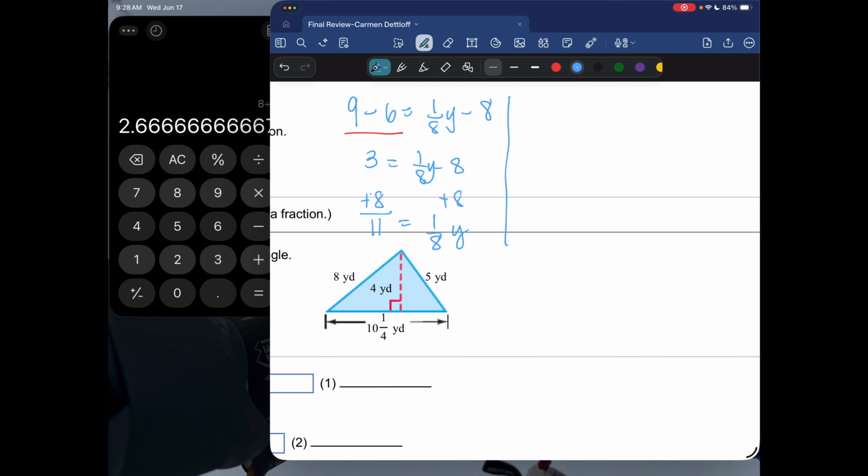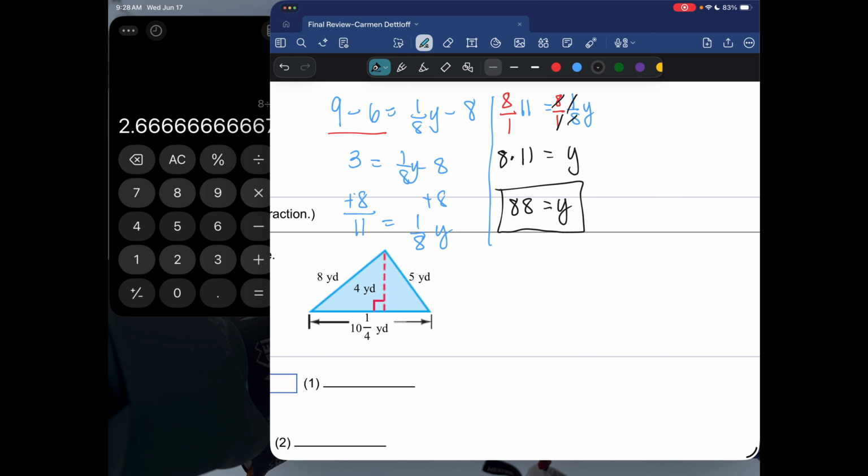And now I'm going to rewrite this up here. It's a little easier to read. 11 equals 1/8 y. And I want to get y all by itself. So I'm going to multiply by the reciprocal of 1/8. So I'm going to multiply by 8 over 1 on both sides. And over here, the 8 and the 1 all cancel. So I'm just left with y by itself. And 8 over 1 is really the same thing as 8. So I'm multiplying 11 by 8. So I get 88 equals y. Amazing.